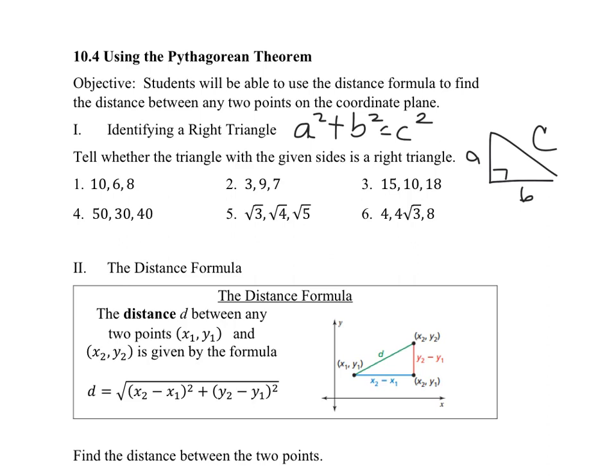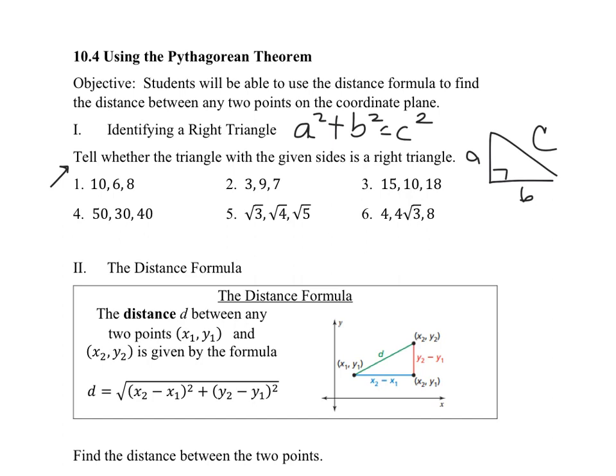So we can use this information to find missing sides. If I have a measurement for a and b, I can use the theorem to figure out what the measurement is for c. And if I am given c and a, I can use that information to figure out a measurement of b. I can also tell whether the triangle with the given sides is a right triangle by using the theorem.